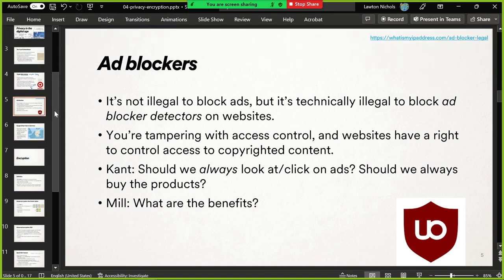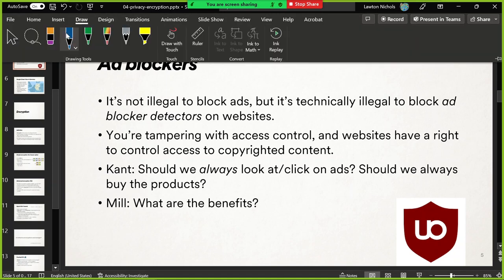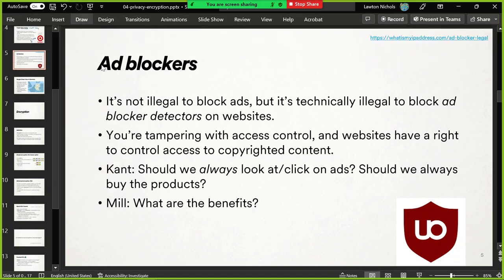Let's go to ad blockers. So I definitely use an ad blocker. This is one of these cases where, like, I think so strongly one way, you cannot convince me otherwise, but I'm going to give you both sides. So ad blockers are just things that you can install on your browser to make sure you don't see any ads. All right, and it's not illegal to use an ad blocker.